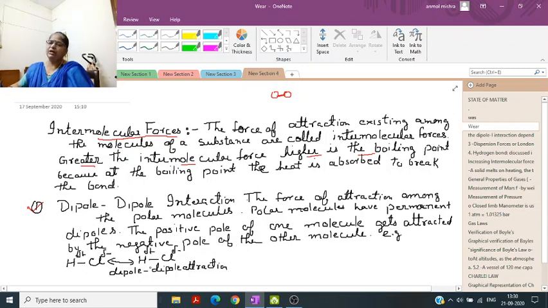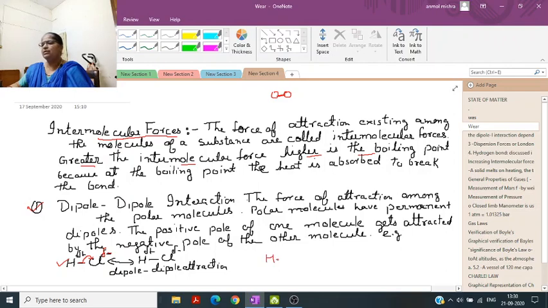So here we have taken the example of HCl. Cl is more electronegative, so it attracts a shared pair of electrons towards itself, acquires partial negative charge, whereas H acquires partial positive charge. Similarly second molecule also, and so this small negative charge attracts the partial positive charge of the hydrogen. So this is called as dipole-dipole attraction.